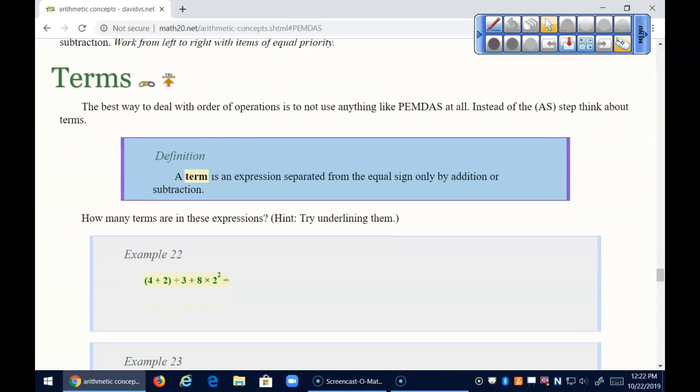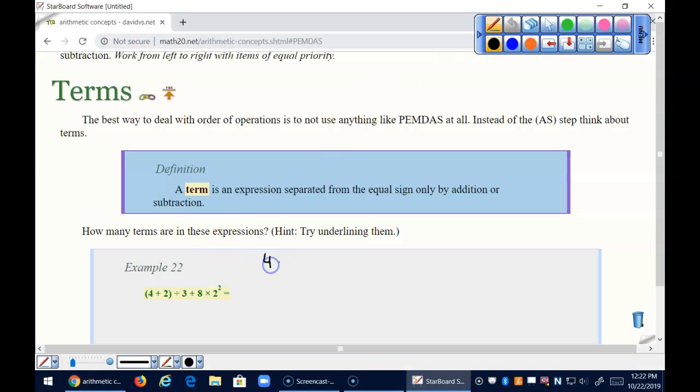Okay, so a term helps with this. It's an expression that's separated only by addition and subtraction. What do I mean by that? I'm going to say 4 plus 2 in parentheses divided by 3 plus 8 times 2 squared. So let's start over here. Oh, there's a plus, but it's inside parentheses, so that doesn't count. I'm going to keep going. Oh, here's a plus. So this is a break between terms. It's a plus that's not inside parentheses. Keep going here. So those are 2 terms.